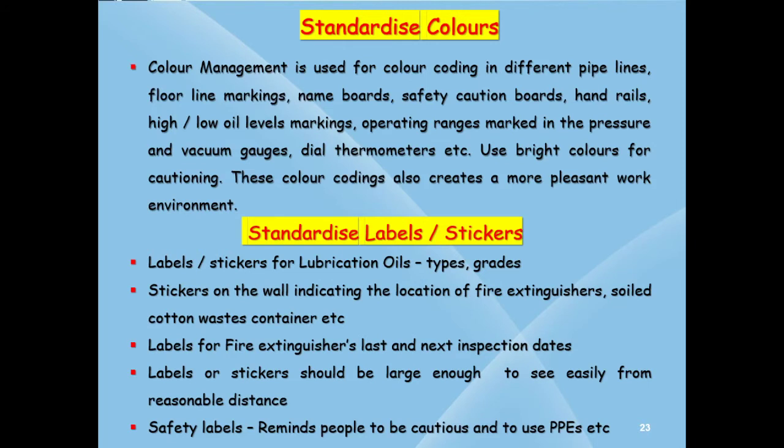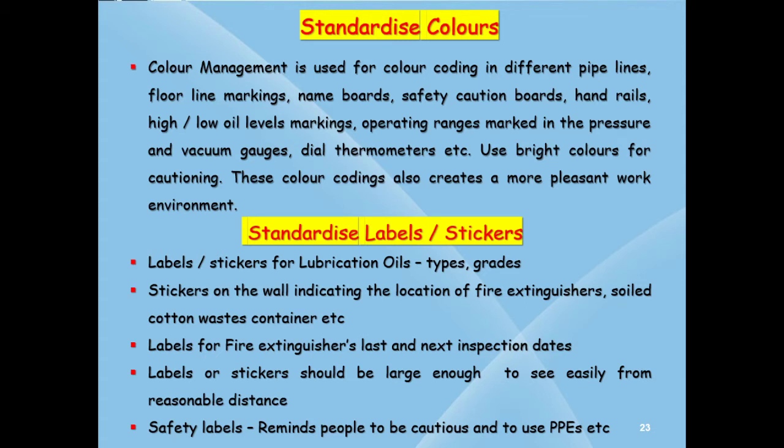We need to standardize the colors in the factory too. Color coding for various pipelines, floor line markings, name boards, safety caution boards, handrails in the steps, storage tanks, etc. High and low oil levels, operating ranges in the gauges, dial thermometers. Use bright colors for cautioning and safety.